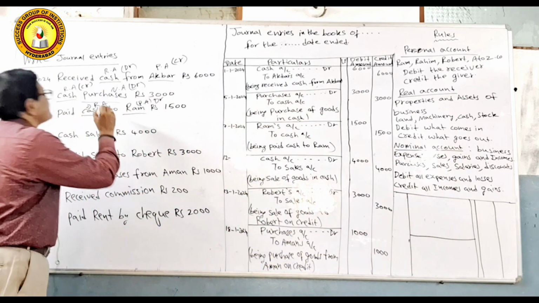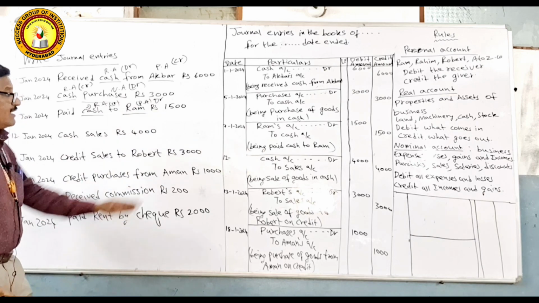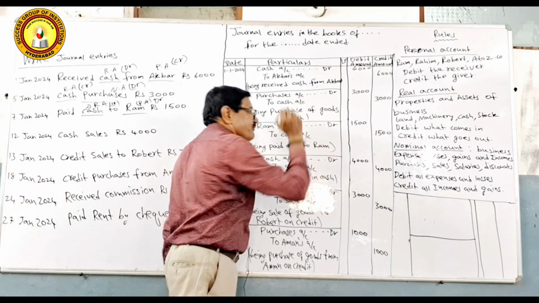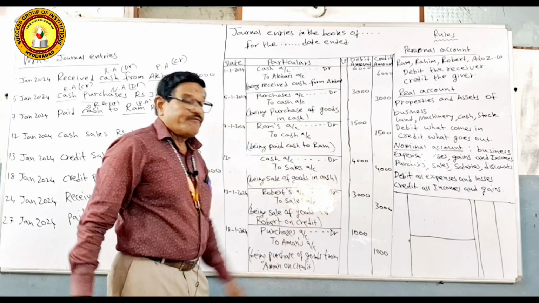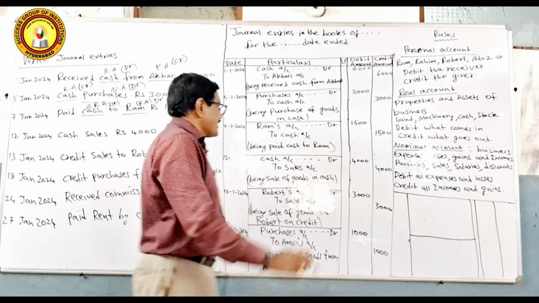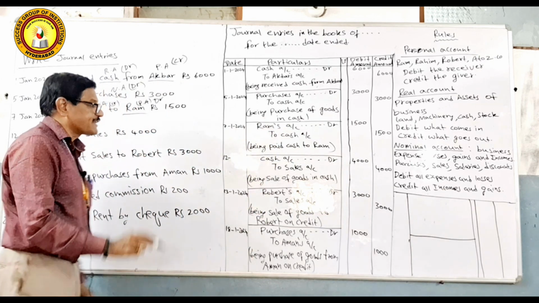That means this is credit. So the journal entry says, 7/1/2024, Ram's account debit 1500 to cash account 1500. We don't write credit here. Actually, it is credit, but we don't show it here. Being paid cash to Ram. That is the narration or description.